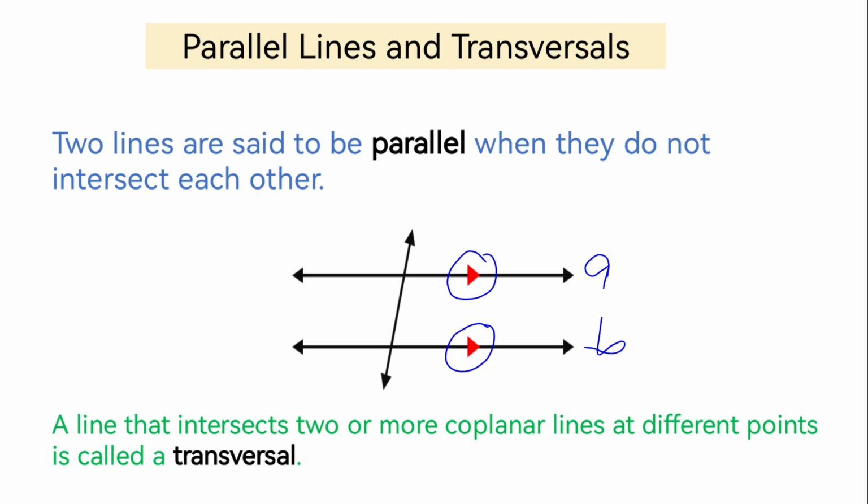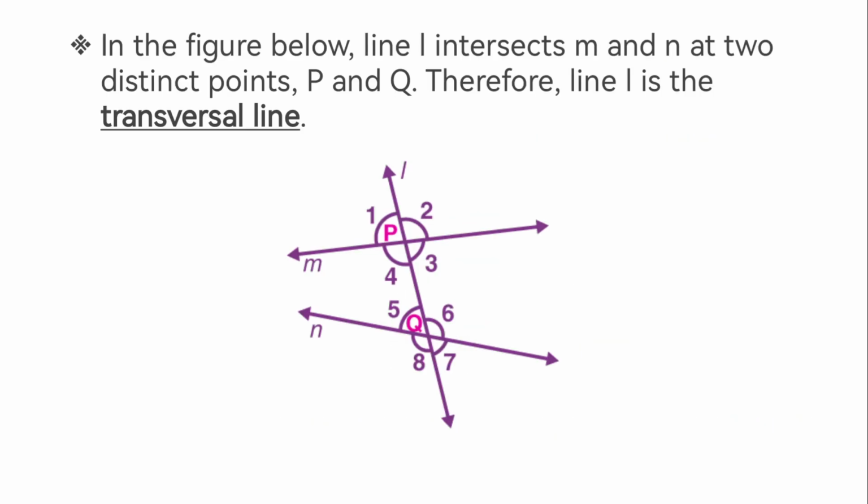And the line that intersects these two parallel lines is what we call the transversal. So it's this one. This is the one that intersects A and B. So it is called the transversal line. In the figure below, line L intersects M and N at two distinct points, P and Q. Therefore, line L is the transversal line.